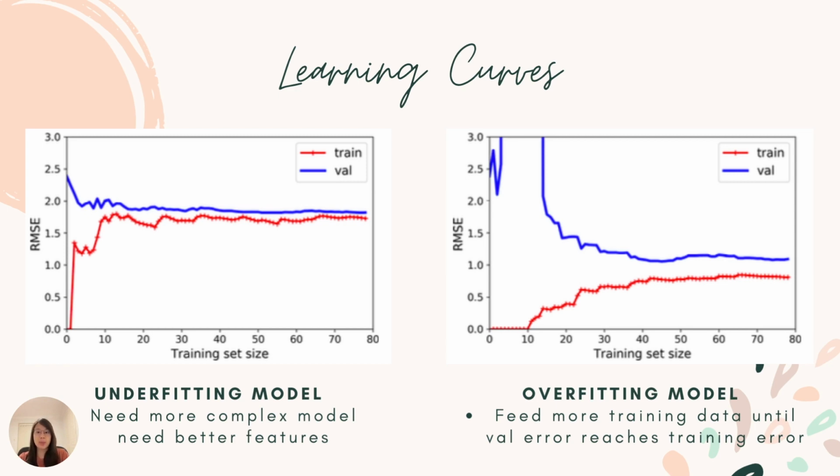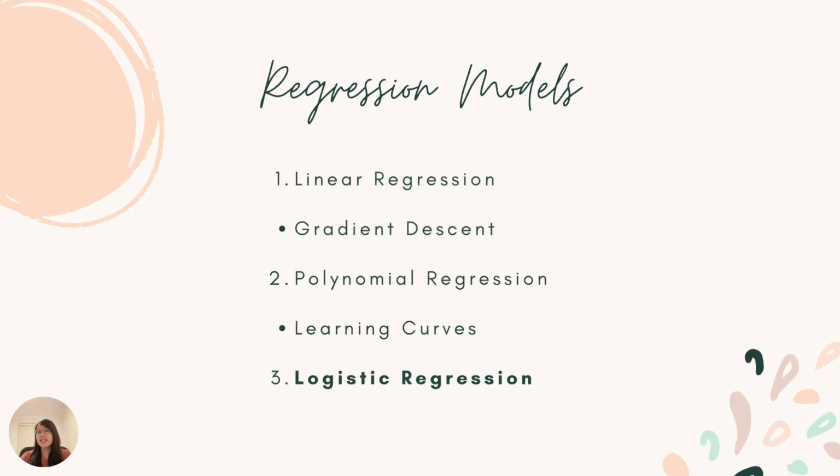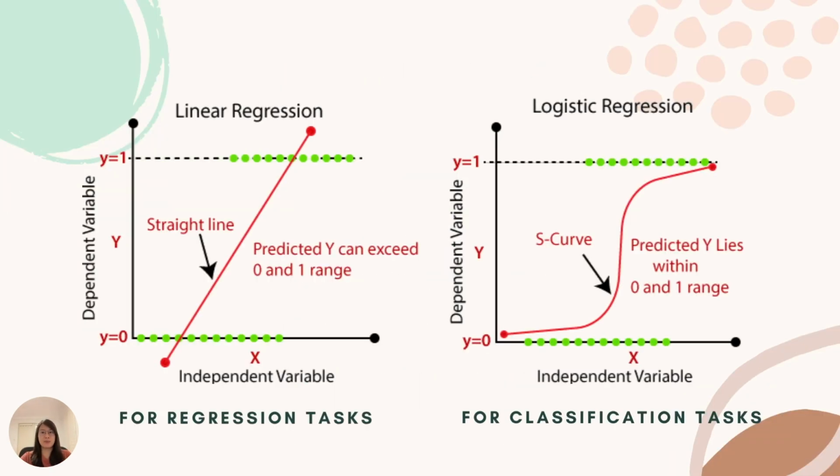However, if you use a much larger training set, the two curves would continue to get closer. But we can't solve an underfitting model with more training data. It needs a more complex model or better features, or X, the independent variable. Next, let's look at logistic regression.